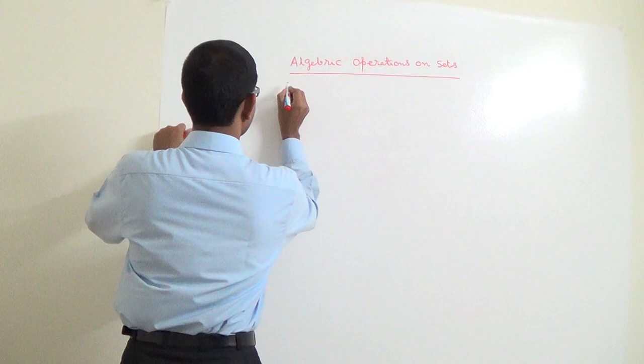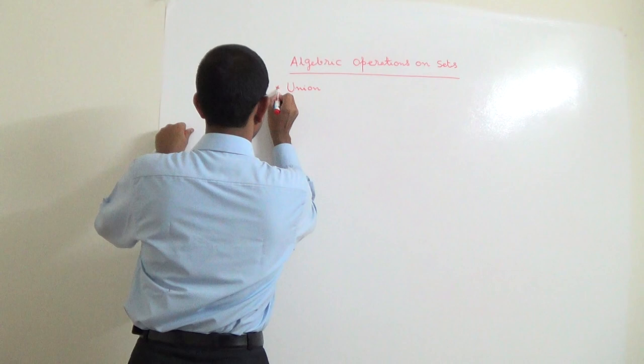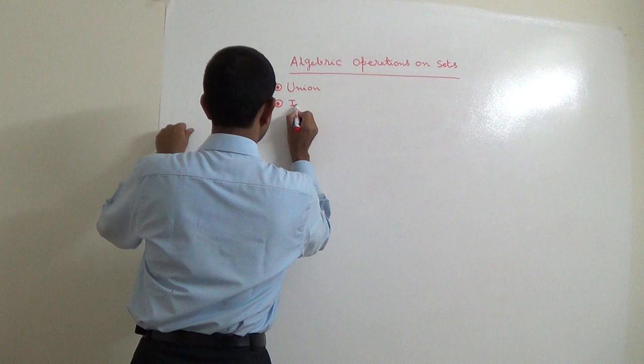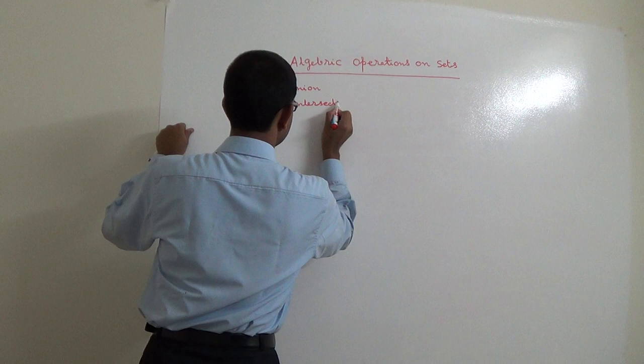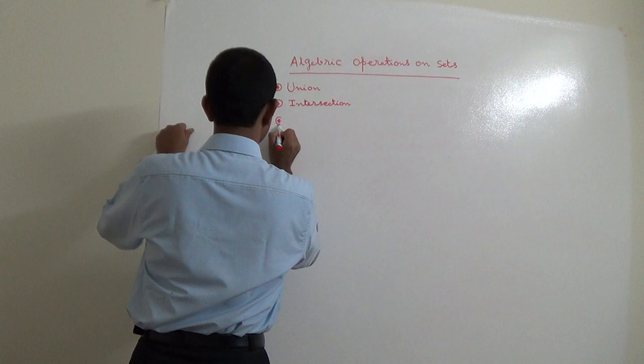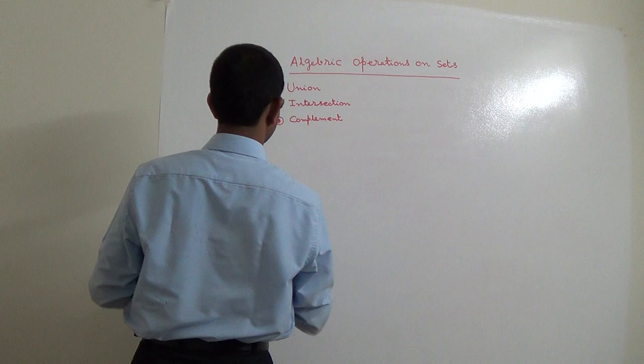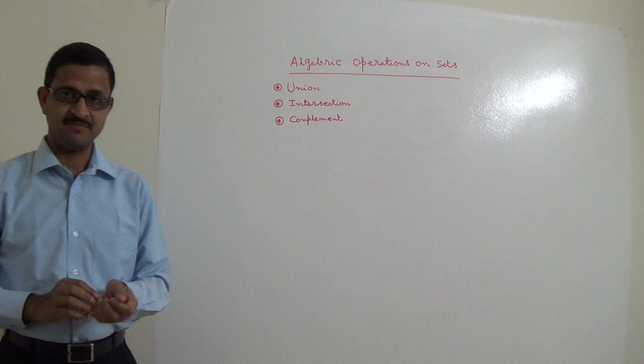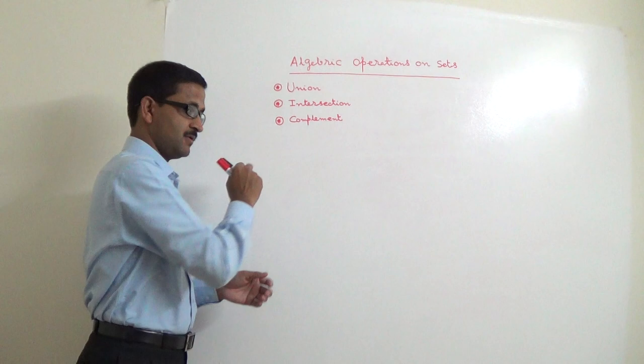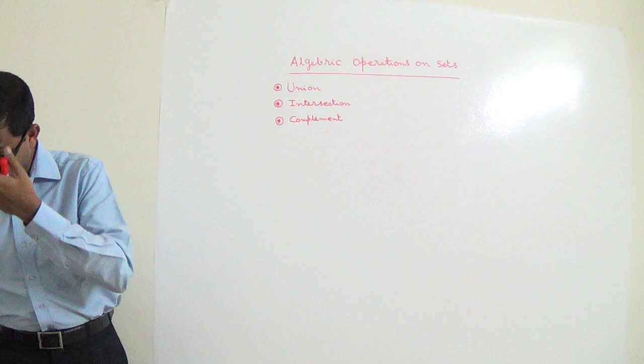Here, union, second one is intersection, third one is complement. Let's understand these three very clearly. There are some other operations also, but they will come eventually from these three, and these three are very, very important to understand. Let's see what those are and how we can describe all these things.